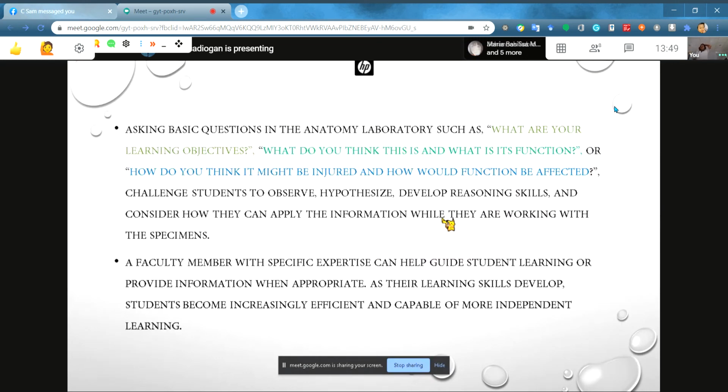Yeah, so faculty must ask basic questions in the anatomy laboratory such as: what are your learning objectives? What do you think this is and what is its function? Or how do you think it might be injured and how would function be affected?